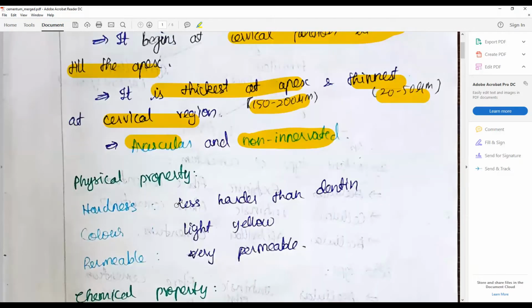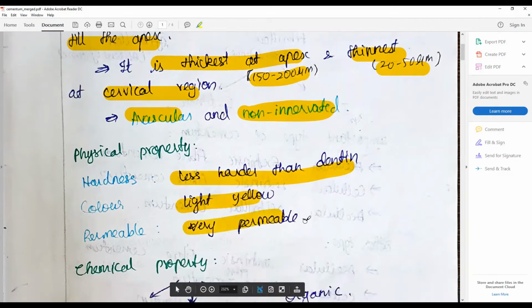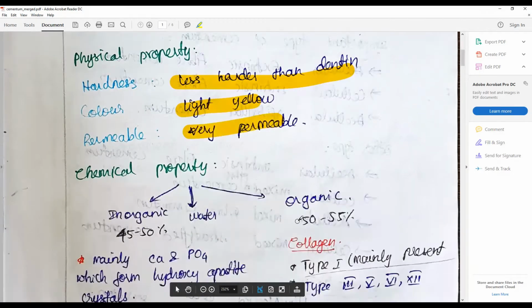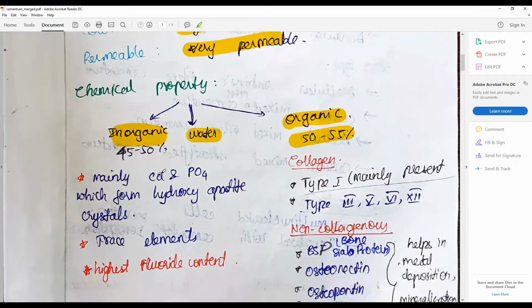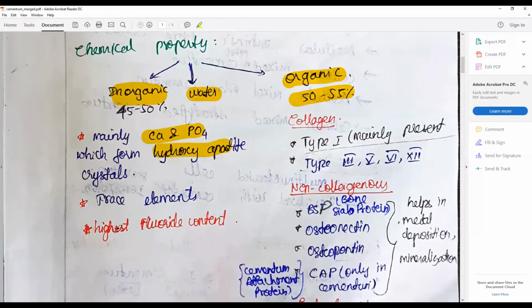They are less hard than dentine, with a slight yellow tinge in color, and very permeable, allowing metals and ions to pass through. They are believed to be about 45 to 50% inorganic material, 50 to 55% organic material, and some traces of water. The inorganic part is mainly calcium and phosphate as hydroxyapatite crystals with trace elements, and has one of the highest fluoride contents in the entire human body. This is a very important point.